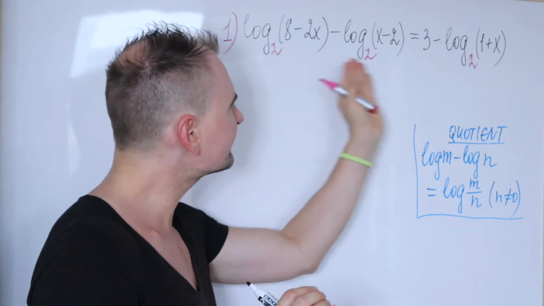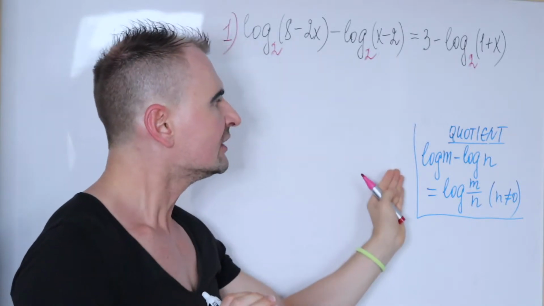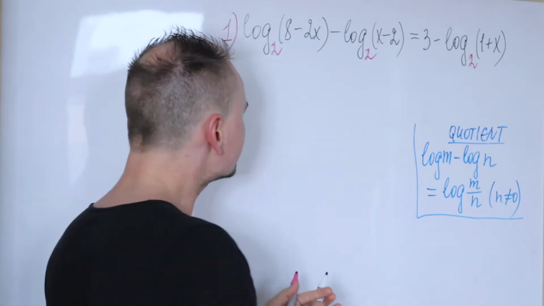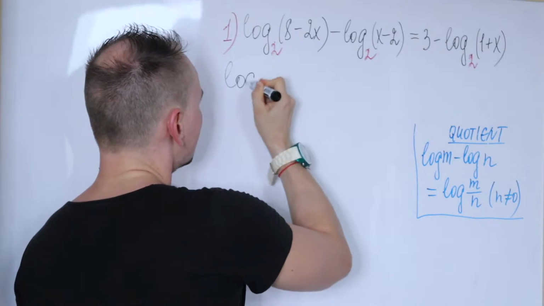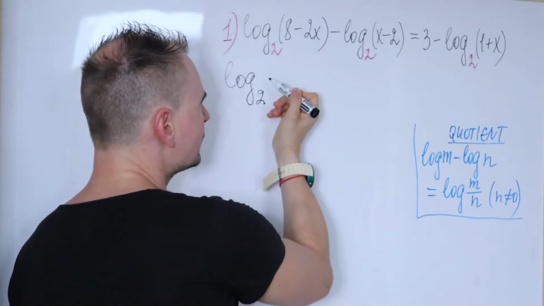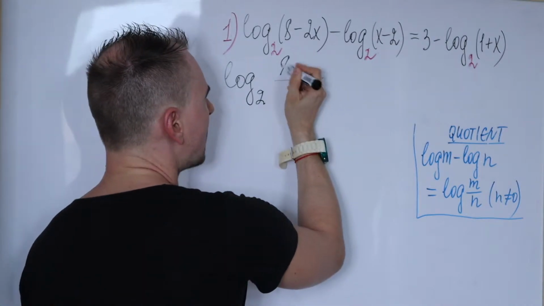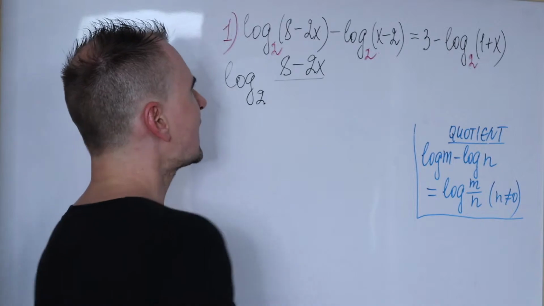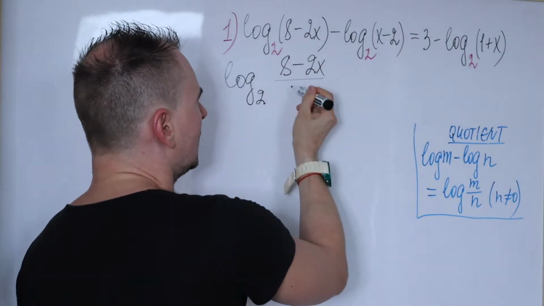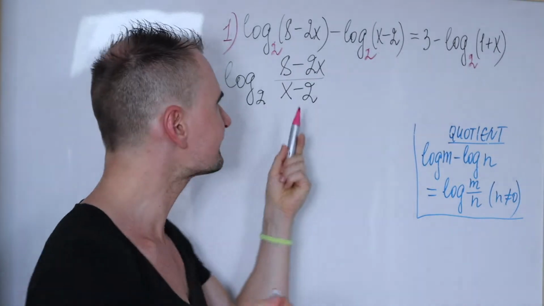Now, since we've been given two logs with the same base being subtracted, we can combine them into one, applying the quotient rule. So I'm going to rewrite it as one log, keeping the same base, which is 2, and I'm going to write my new argument. Basically it's a fraction, and the argument of the first log goes on top of this fraction, and the argument of the second log, which is x minus 2, goes on the bottom of that fraction.